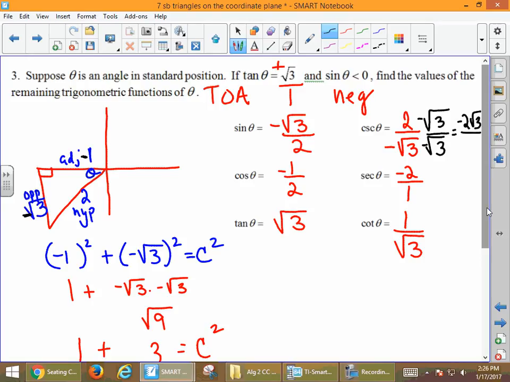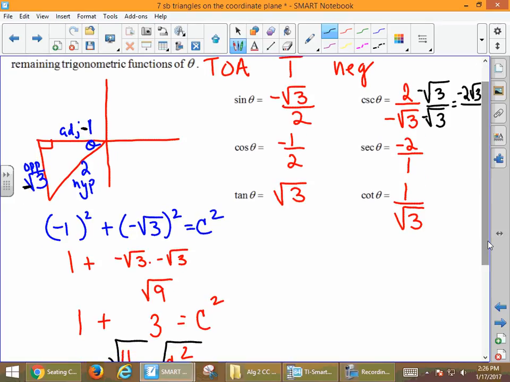And once again, a reminder, and we still have it over here in our Pythagorean theorem. Negative the square root of 3 times negative the square root of 3 is the square root of 9. And the square root of 9 is simply 3.